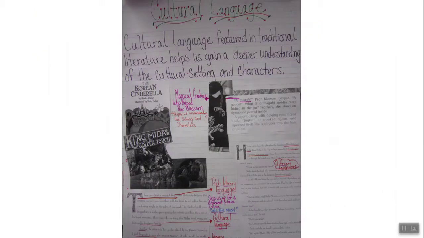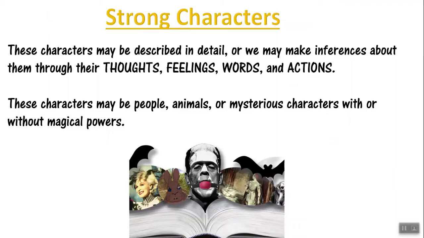In cultural language, traditional literature helps us gain a deeper understanding of the setting and the characters, of why the characters behave the way they do. And in the strong characters lesson this week, we're going to learn how to use character trait maps and understand those characters by looking at their thoughts, their feelings, their words, and their actions. But today, we're just going to look at literary and cultural language.